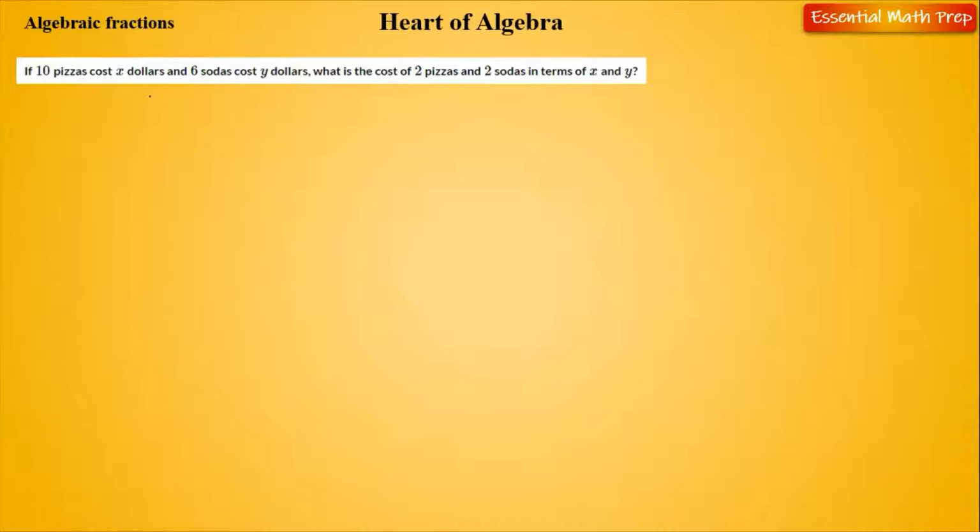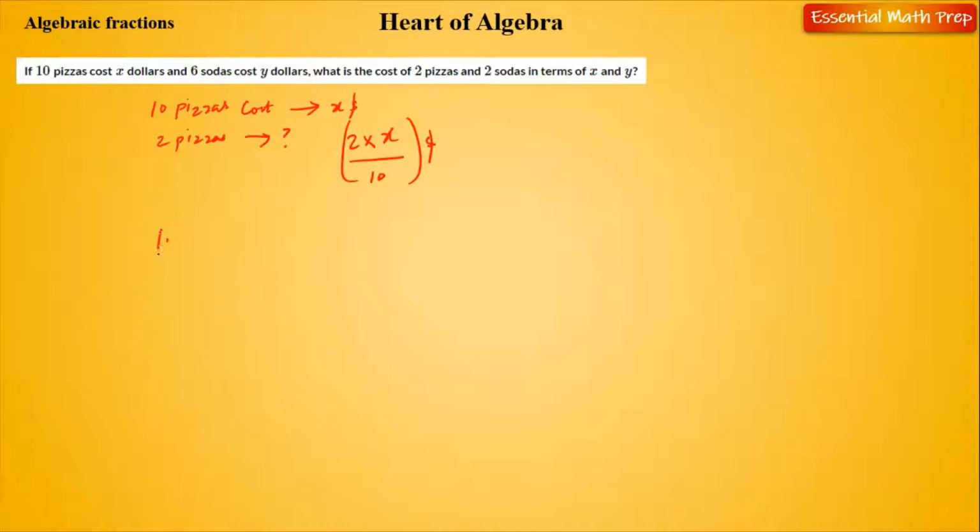So we do know 10 pizzas cost X dollars, right? So how much would 2 pizzas cost? It'll be 2 times X over 10, right? You just simply cross multiply to determine the cost of 2 pizzas.